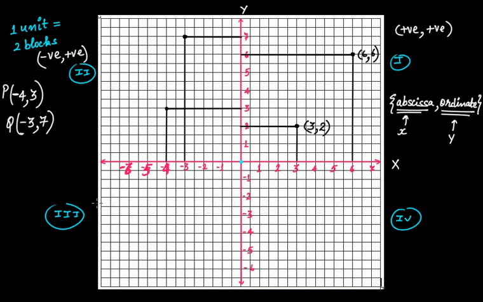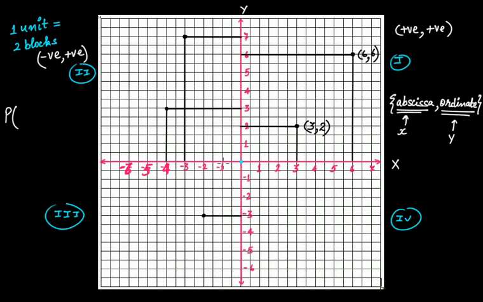Okay. Now let's move to this third quadrant. In this third quadrant, let's take this point. Let's say that this is point P. So you have to tell the coordinates of this point P. First you will write the abscissa. The abscissa is actually the distance of that point from the y-axis. And for that, you have to count the number of units on the x-axis.